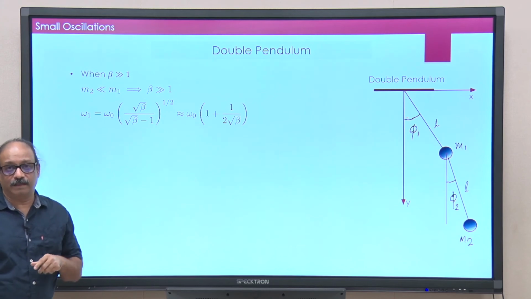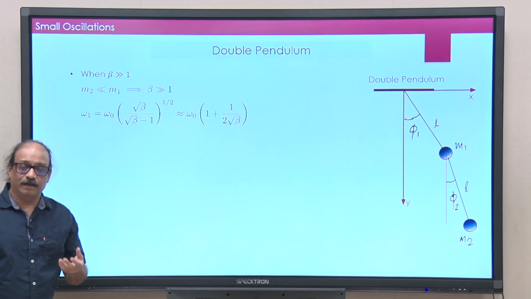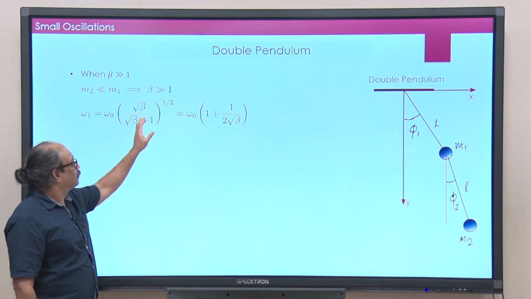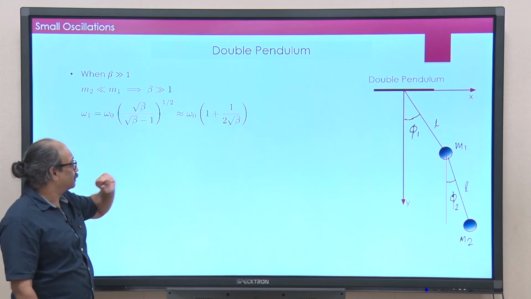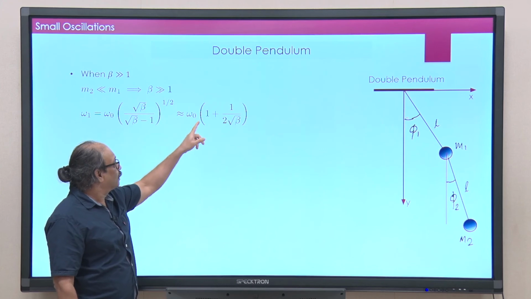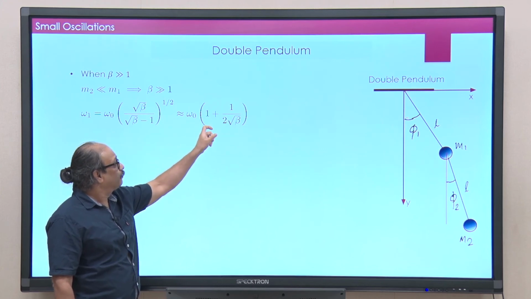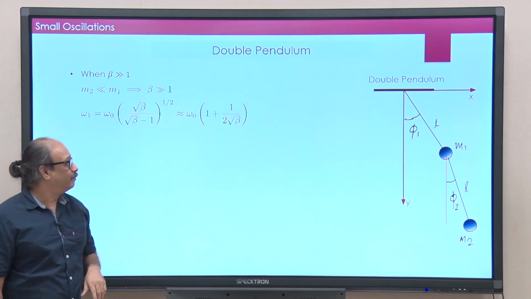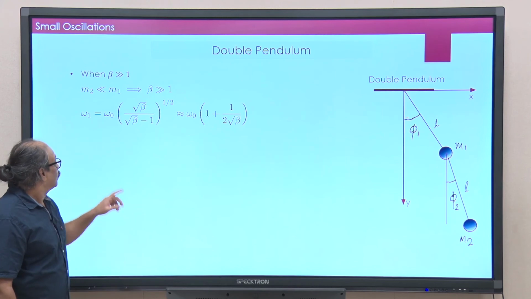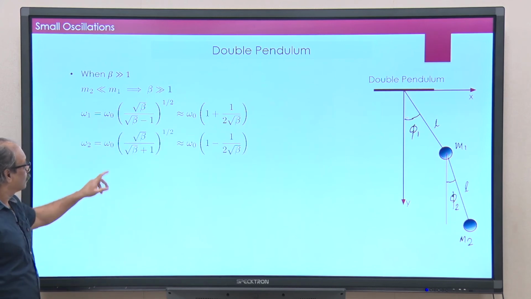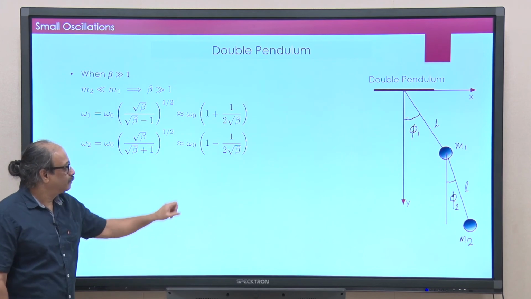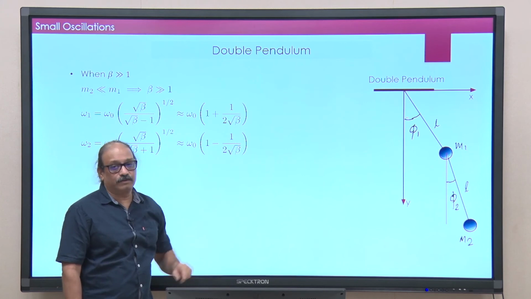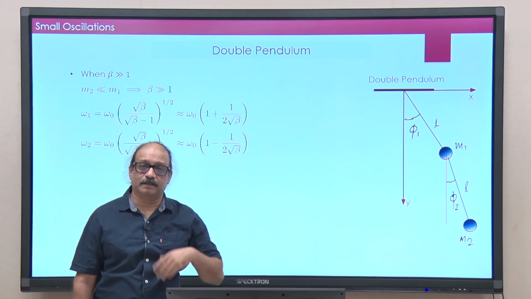So, 1 over square root beta is a small number, and you can use the Taylor expansion, or you can also think of this as a binomial expansion. So, omega naught times 1 plus half, basically that half, and then you will get 1 over square root beta there. Okay. And omega 2, because there is a plus sign here, you would get a minus sign here, and this factor 1 over square root beta is actually a small number because beta is very large.